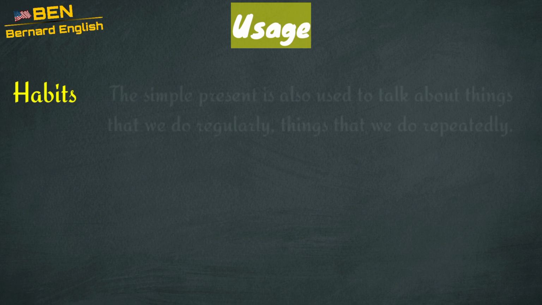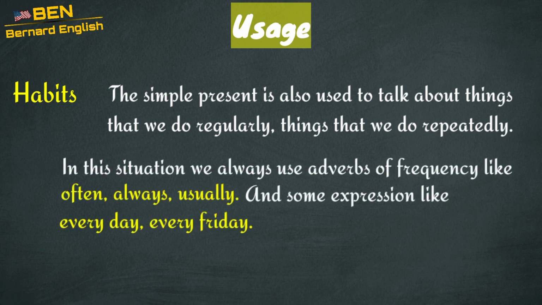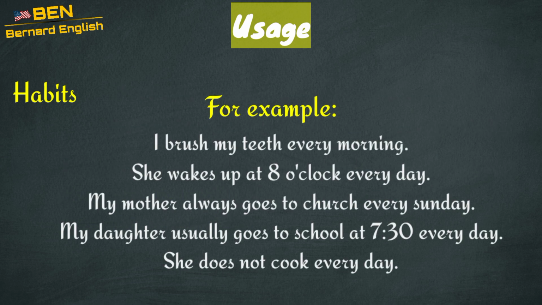Habit. The simple present is also used to talk about things that we do regularly, things that we do repeatedly. In this situation we always use adverbs of frequency like often, always, usually, and some expressions like every day, every Friday. For example, I brush my teeth every morning. She wakes up at 8 o'clock every day. My mother always goes to church every Sunday. My daughter usually goes to school at 7:30 every day. She does not cook every day.